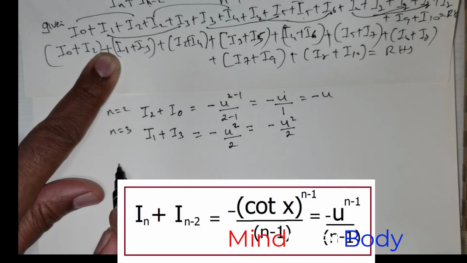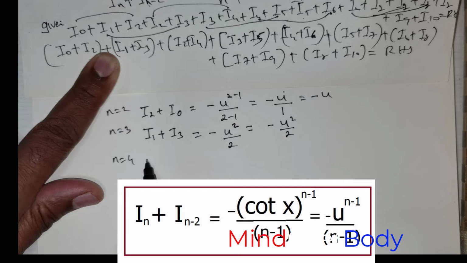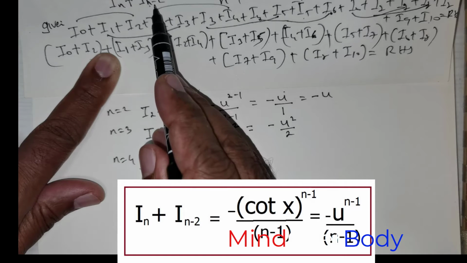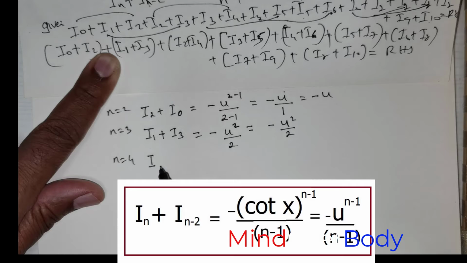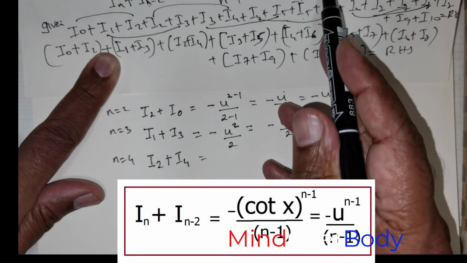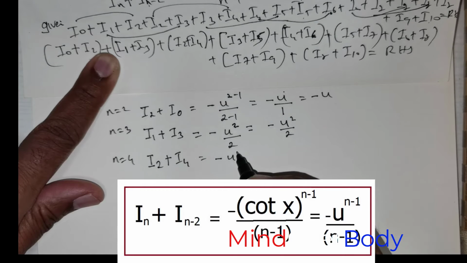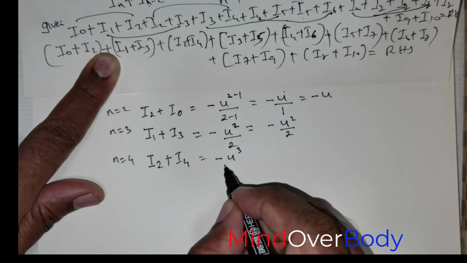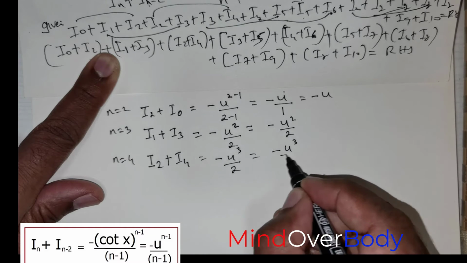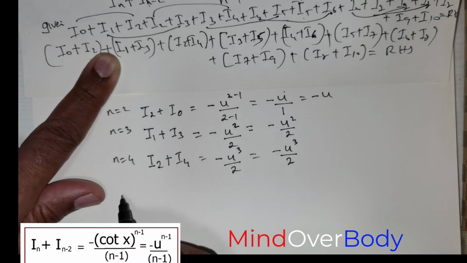Next, n is equal to 4. N is equal to 4 would give me I4 positive I2, and this is 4. So this is I2 and I4, and n is equal to 4 is going to be negative u raised to the power of 3. 3 is 4 minus 1, divided by 2, so this is negative u cubed over 2. So this is what I've got.